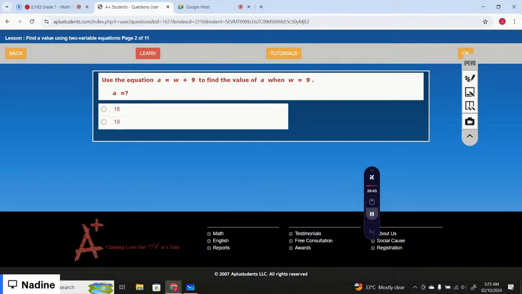Use the equation A equals W plus 9 to find the value of A when W equals 9. So you need to find the value of the A. You are given W equals 9. So which is the correct option?